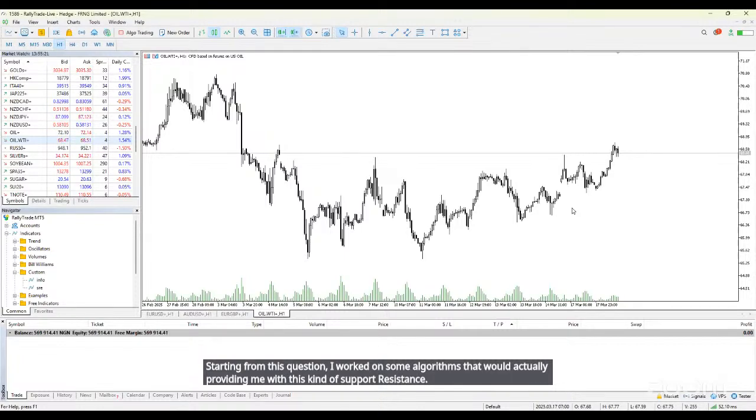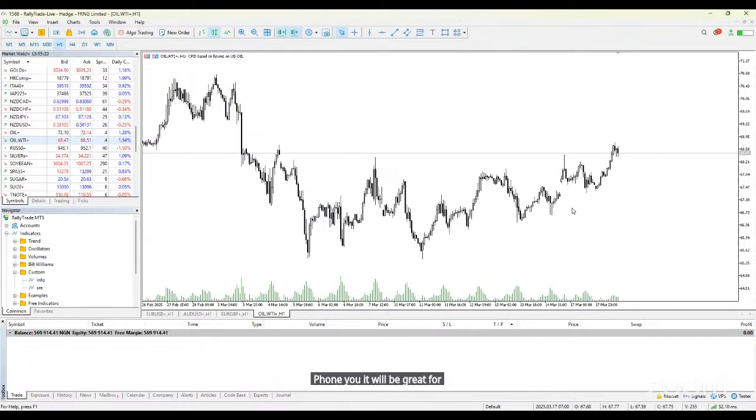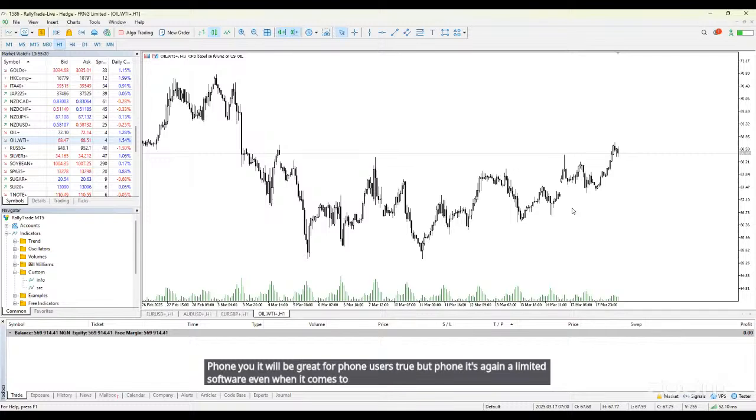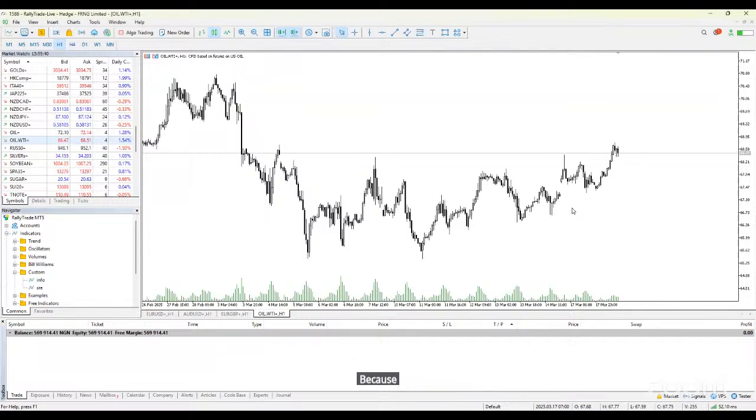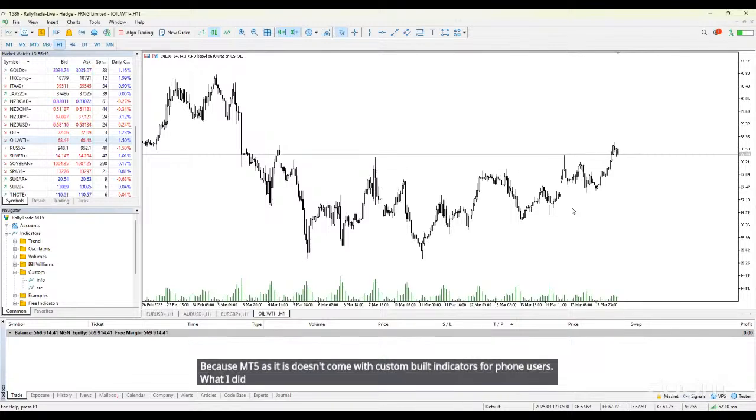It will be great for phone users, true. But phone, it's again a limited software, even when it comes to MT5, which is a great platform and provides a lot of tools. Sometimes it's limited for custom builds and tools, because MT5 as it is doesn't come with custom built indicators for phone users.